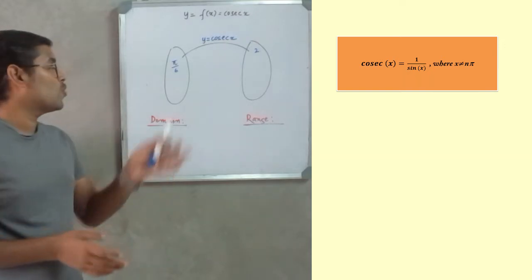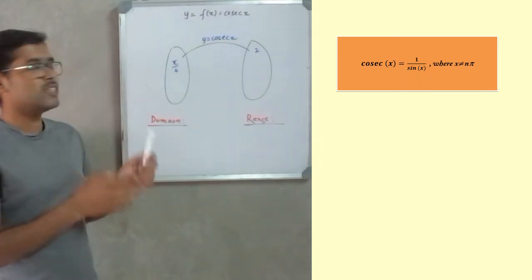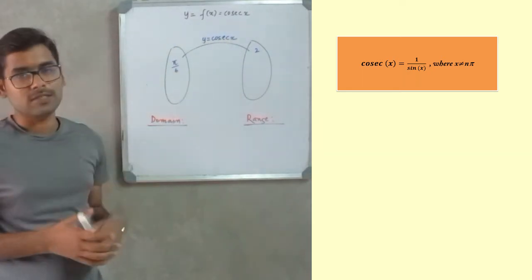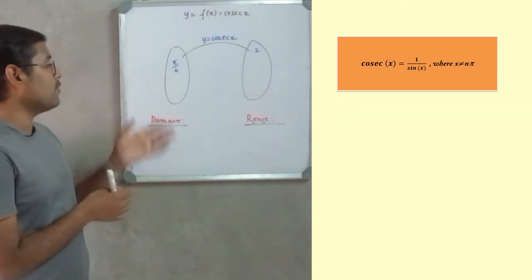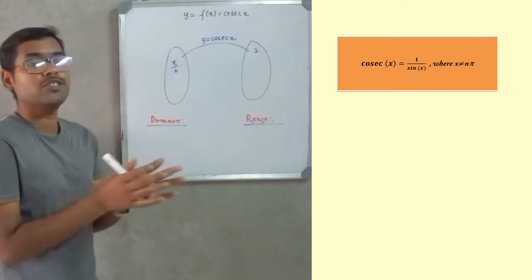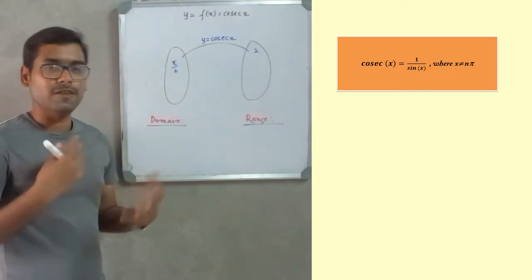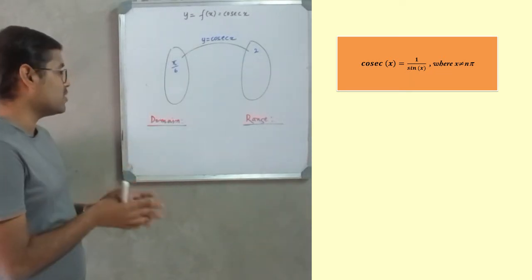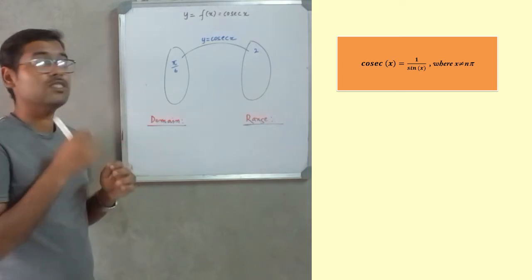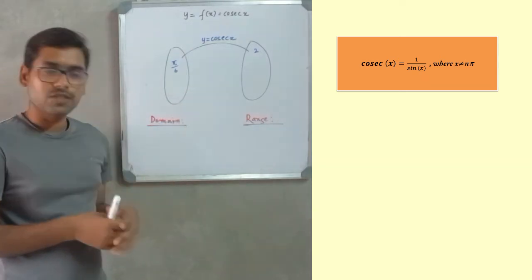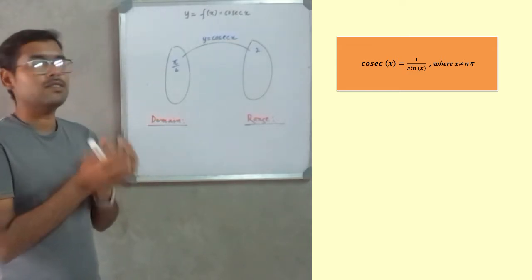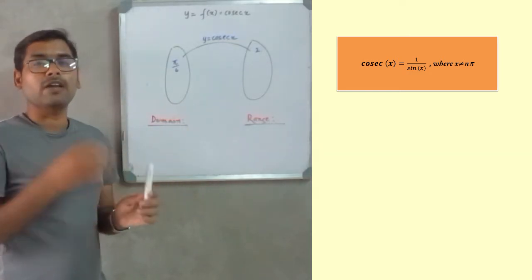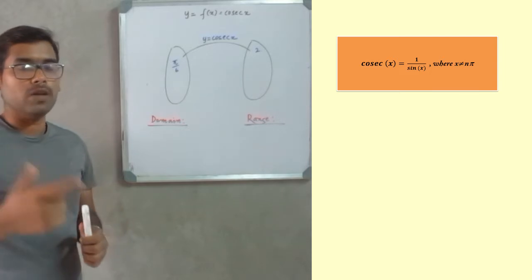Guys, next we have cosec x. The function cosec x is defined as 1 by sin x. So the domain of cosec x is the set of all the values of x for which the function 1 by sin x is defined. And from our previous discussions, we know that sin x is 0 whenever the value of x is an integral multiple of pi.